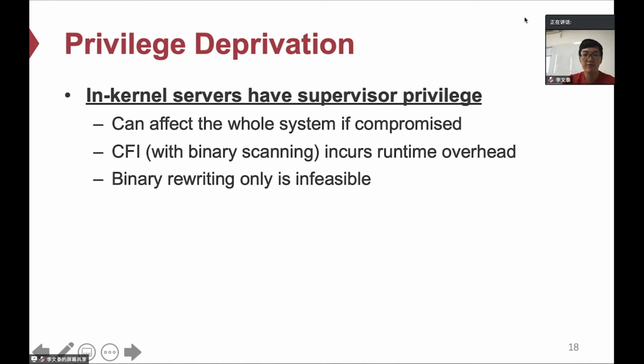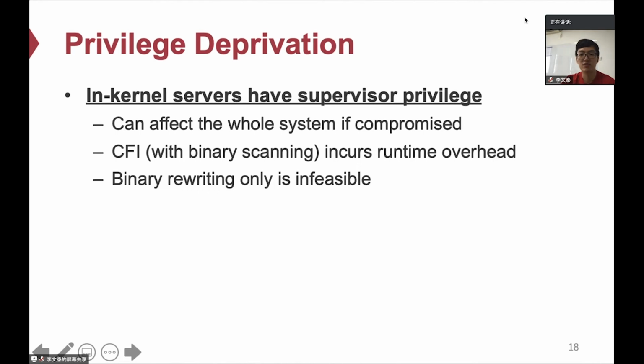One possible defense solution is to enforce control flow integrity, which ensures the servers cannot execute any illegal control flow leading to executing privileged instructions. However, CFI instrumentation inevitably brings obvious runtime overhead.